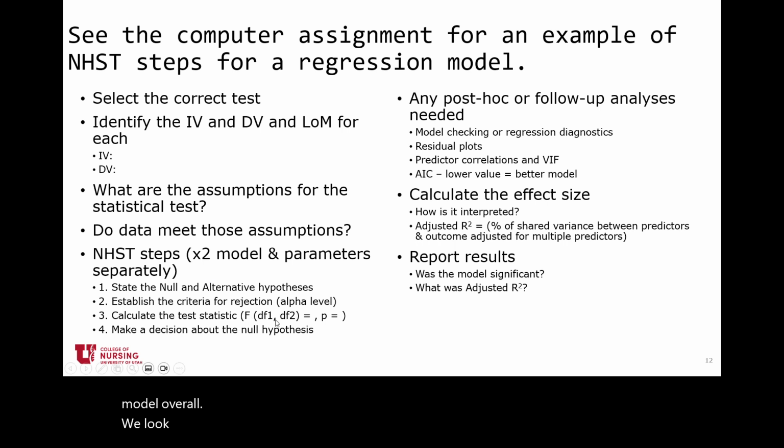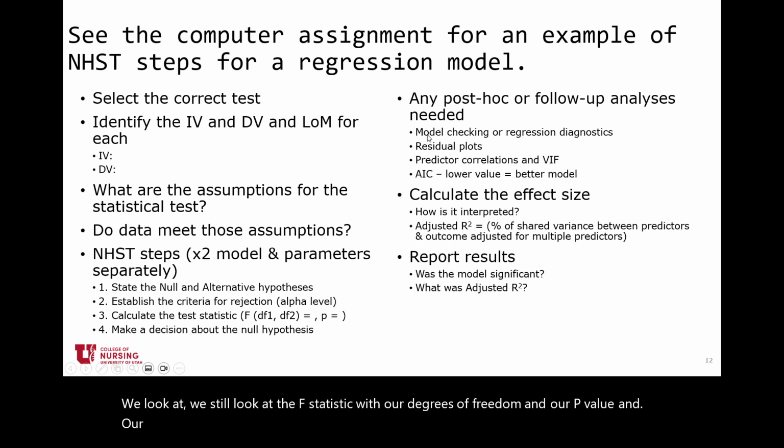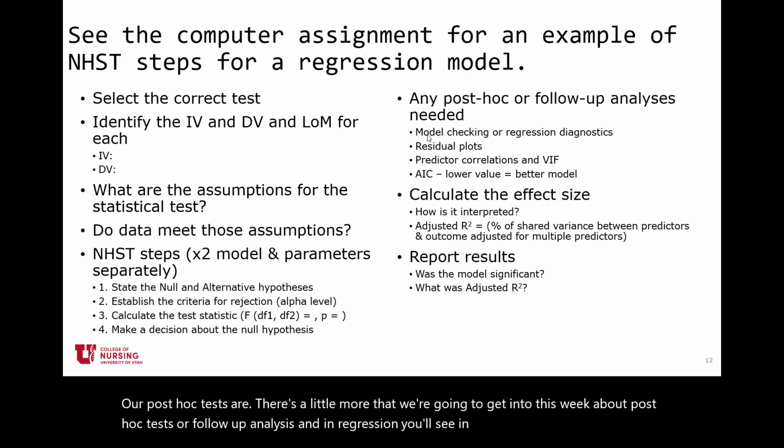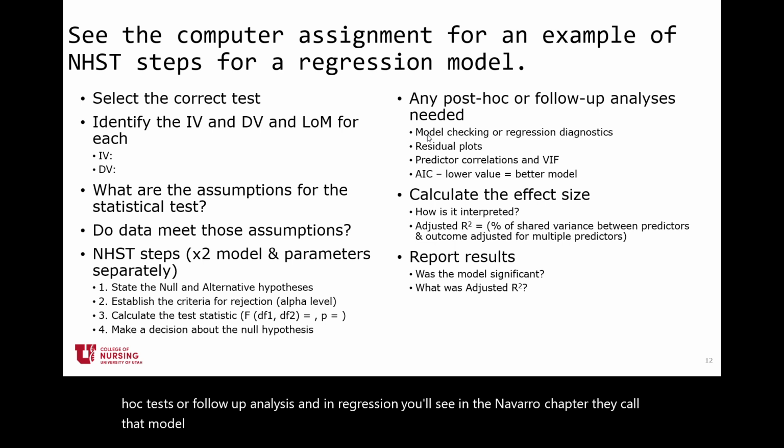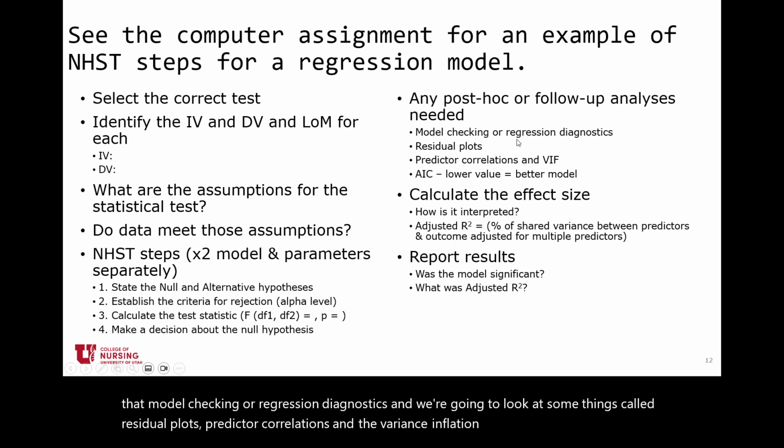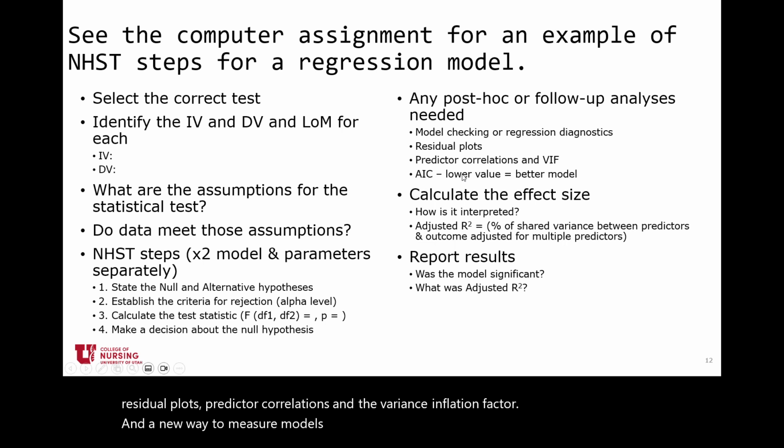We still look at the F statistic with our degrees of freedom and our p-value, and our post hoc tests. There's a little more that we're going to get into this week about post hoc tests or follow-up analysis. And in regression, you'll see in the Navarro chapter, they call that model checking or regression diagnostics. And we're going to look at some things called residual plots, predictor correlations, and the variance inflation factor, and a new way to measure models called the AIC.